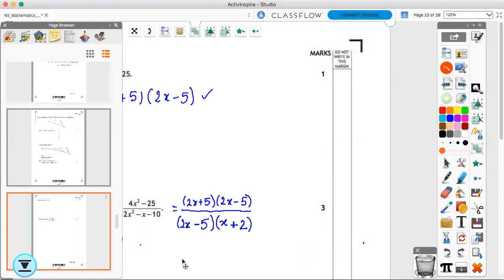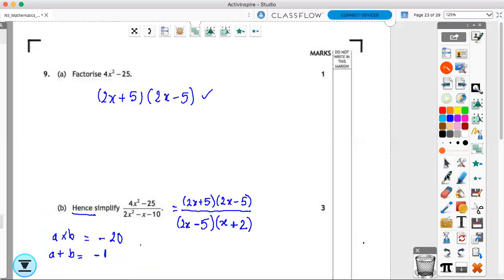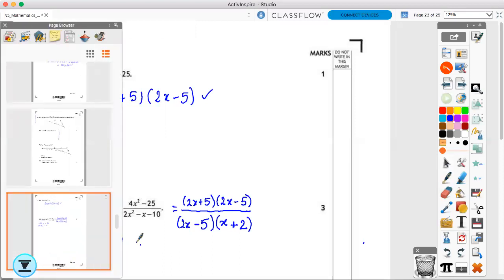Trying to go over in my head here. 4 and 5. Yeah, 4 and 5 should give me that. So I'm going to do -5 times +4, because remember, I need -1 when I add them. So then that means I need to change the -x into a 2x squared minus 5x plus 4x minus 10.